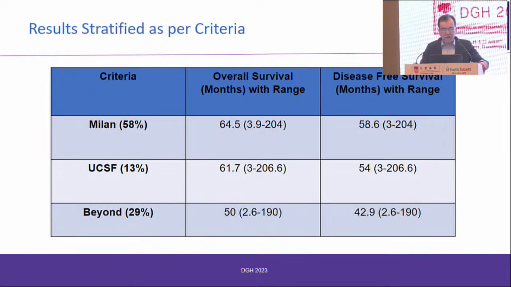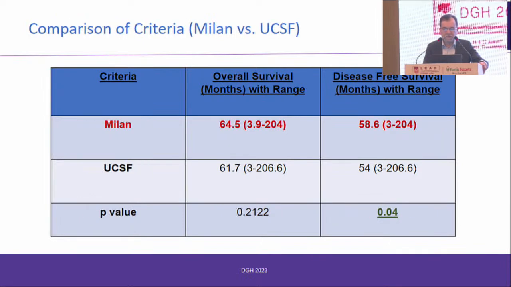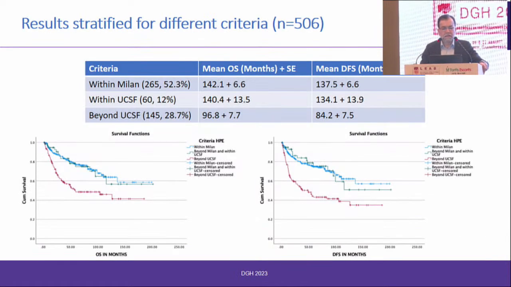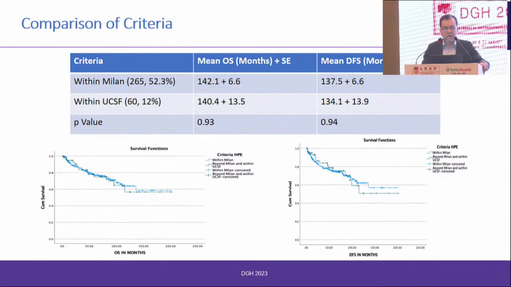If you look at these data here, Milan did better than UCSF, and beyond Milan you had about 50 months overall survival. If you compared Milan with UCSF, Milan did better. And if you stratified your results according to within Milan, within UCSF, and beyond, obviously Milan did much better.